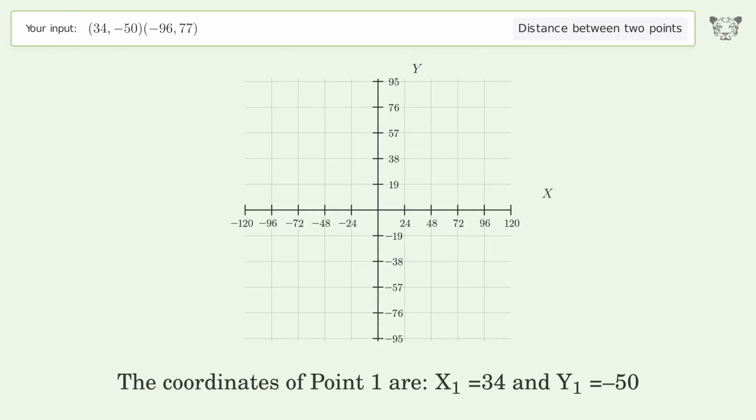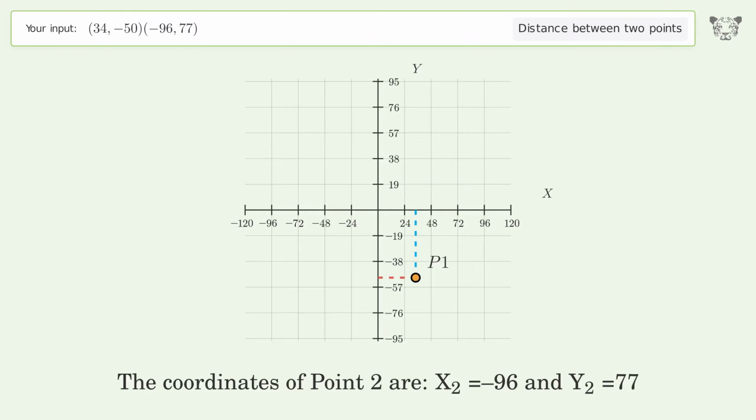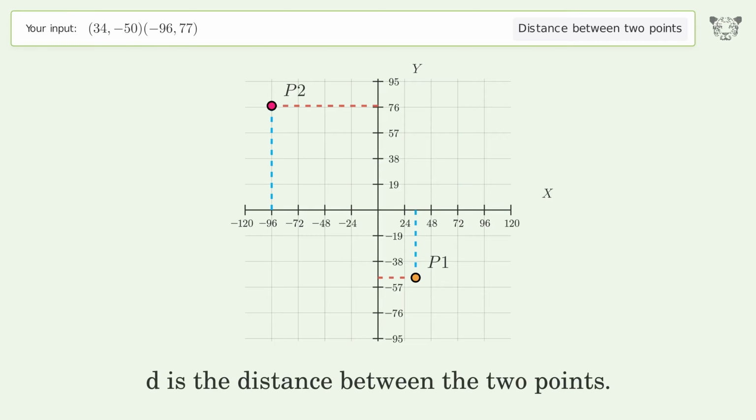The coordinates of point 1 are x1 equals 34 and y1 equals -50. The coordinates of point 2 are x2 equals -96 and y2 equals 77. D is the distance between the 2 points.